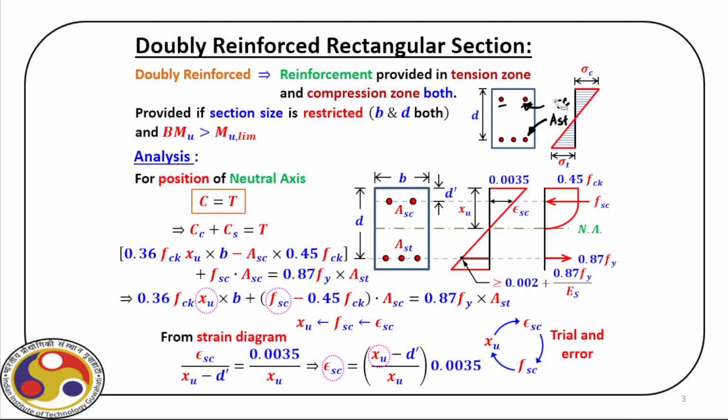And if that is the case, then what we have to do? We have to also provide some additional steel to counterbalance that effect in the tension zone. So that is the main purpose, and the section that we get is what we call doubly reinforced beam. In a nutshell, reinforcements are provided in tension zone as well as compression zone, right?